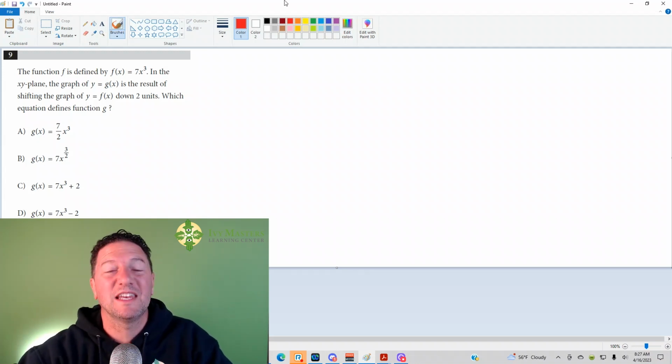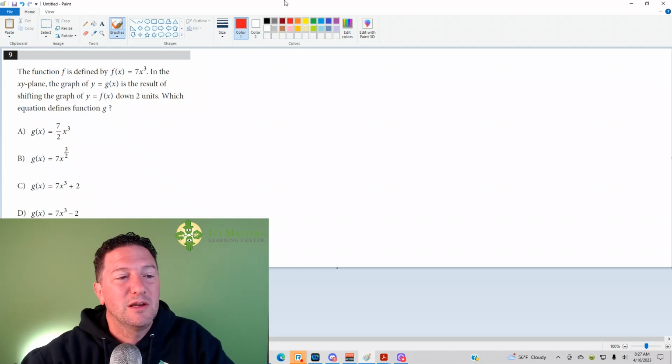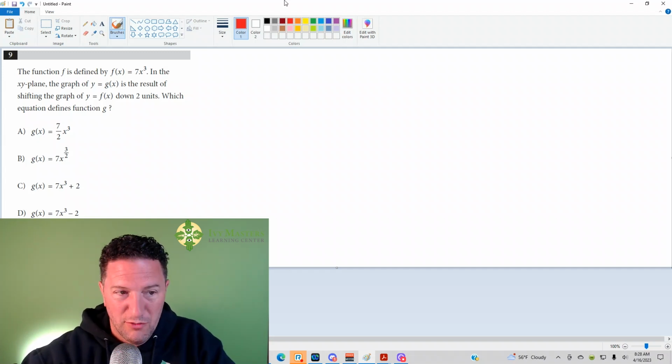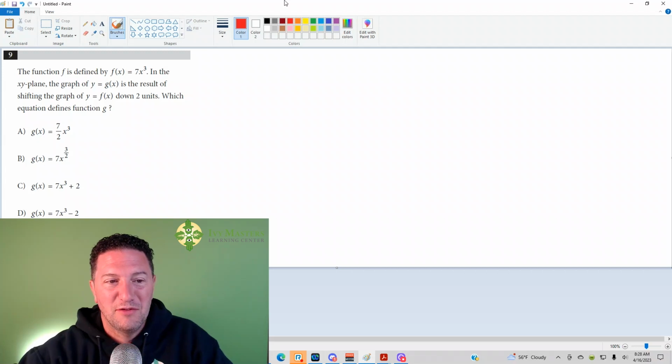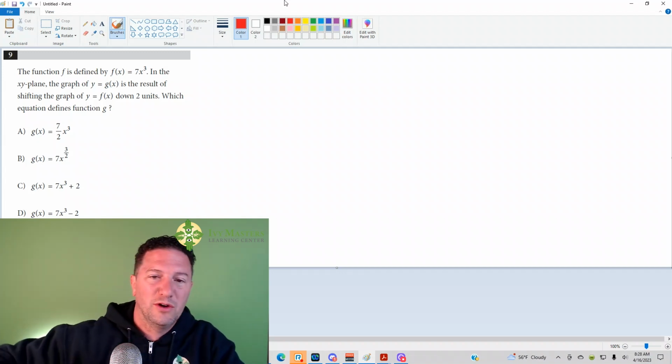And today we're going to look at the 9th question from the Linear Digital SAT, Test 1, Module 2. Number 9 reads, the function f is defined by f of x equals 7x cubed. In the xy plane, the graph of y equals g of x is the result of shifting the graph of y equals f of x down 2 units. Which equation defines function g?